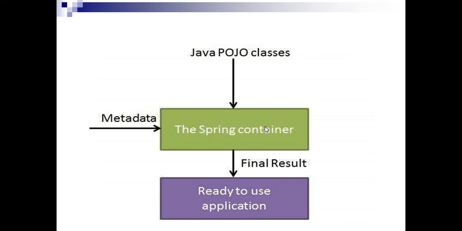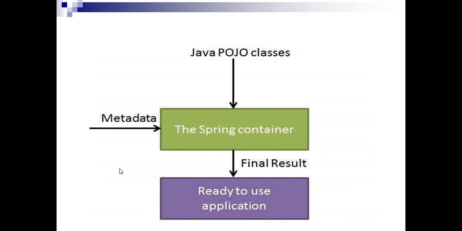So IOC is nothing but a Spring container. It manages the Spring lifecycle. The POJO classes are put in a Spring container, and it performs the lifecycle of Spring, including the init method and destroy method, and then generates a final result which is ready to use with the application.